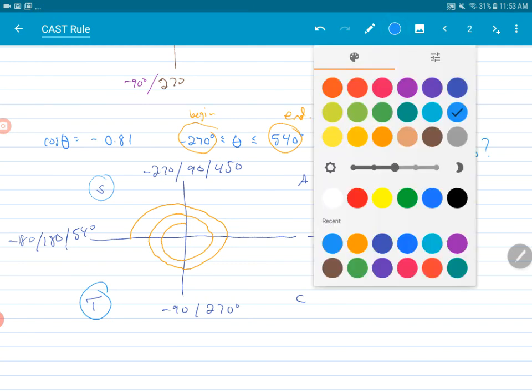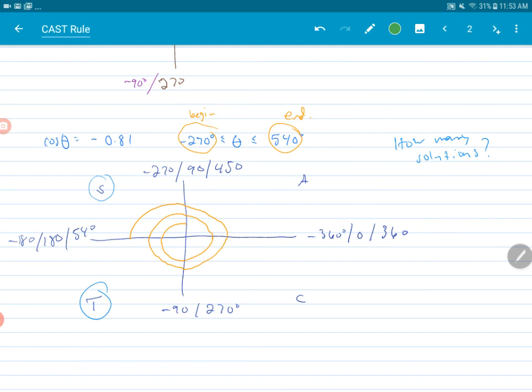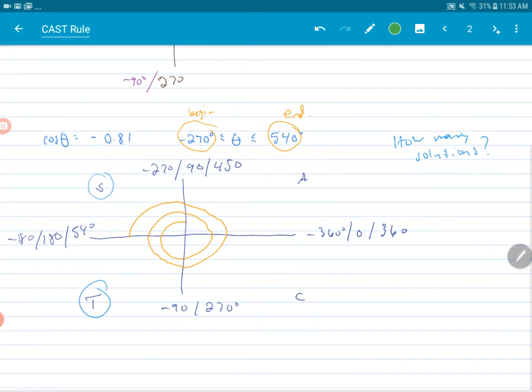Okay, let's count. I'll get a different color here. So in the S quadrant, we know we passed through this time, and this time. So that's 3 solutions there already. And we also know that we passed through 2 times down below there. So that's 5 in total, which means by the end of this, you should have 5 solutions when you give your answer.